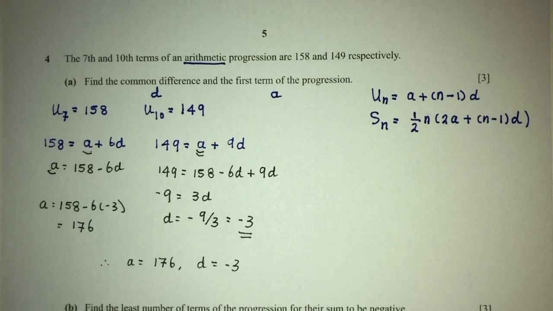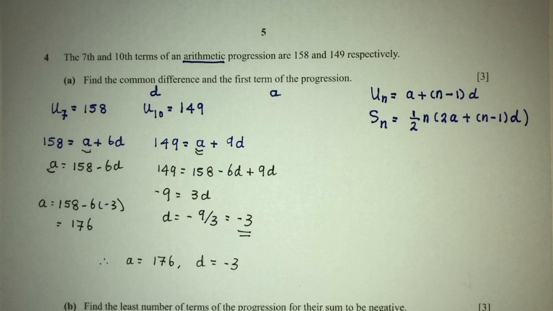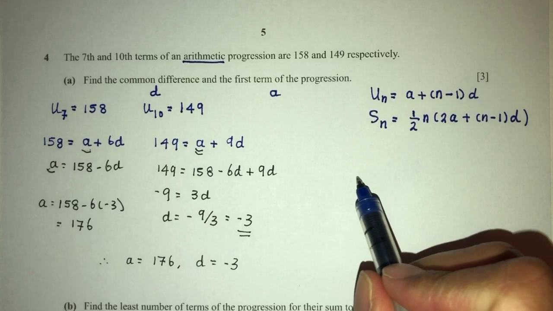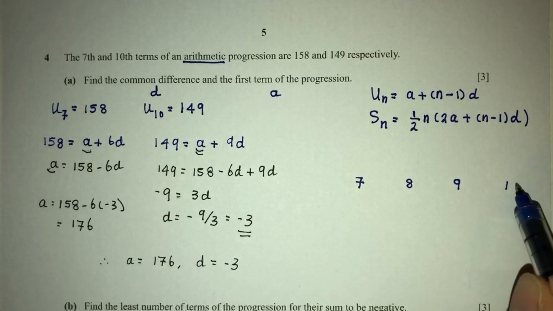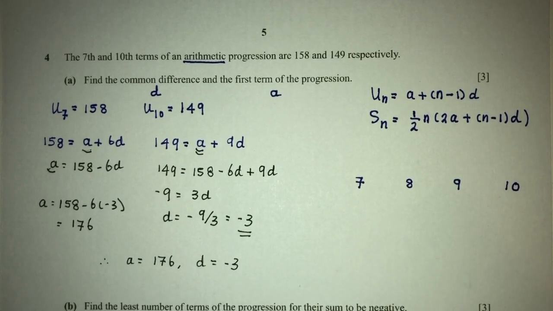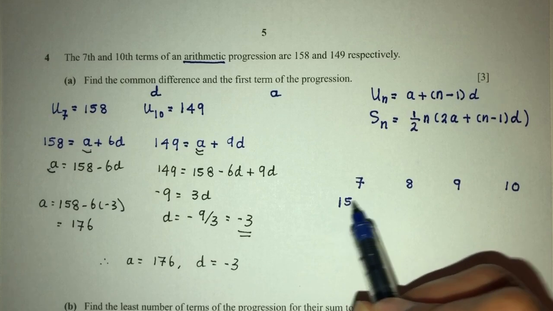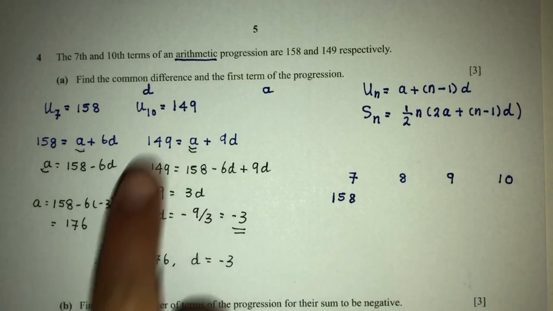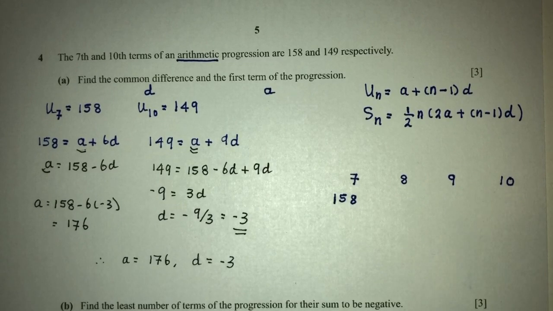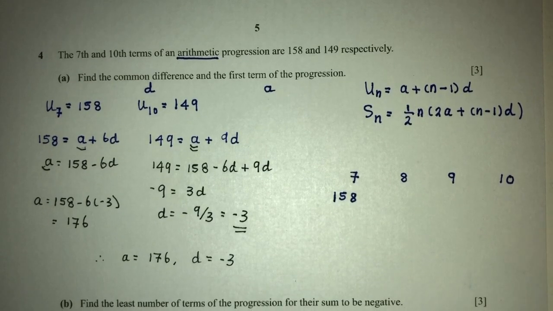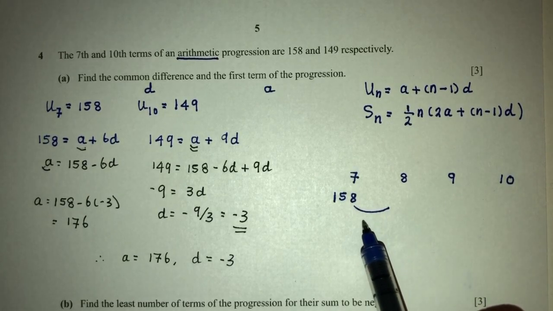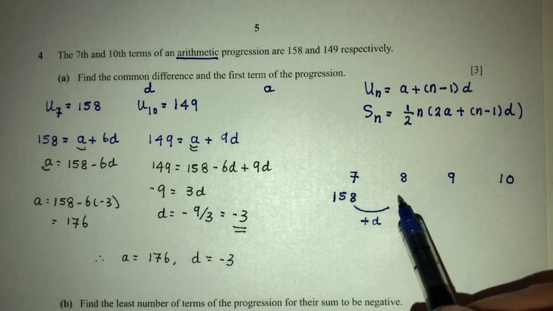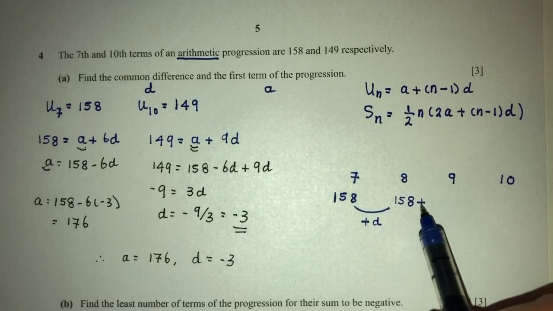Now the other way is also easy. We can just have a way of thinking, right? For example here, the 7th term, then we have the 8th term, the 9th term, and the 10th term. The 7th term is given by 158. Since it is an arithmetic progression, we know that it has a common difference. What does that mean? It means that with every term we are only increasing or decreasing by something. Let's say we are increasing by plus d. This will be 158 plus d.